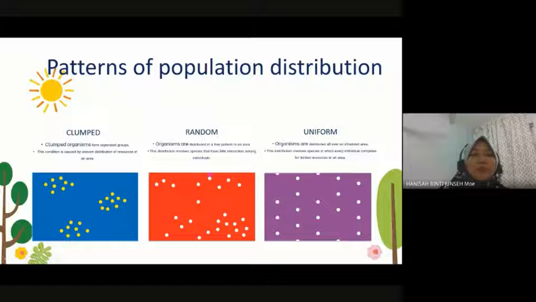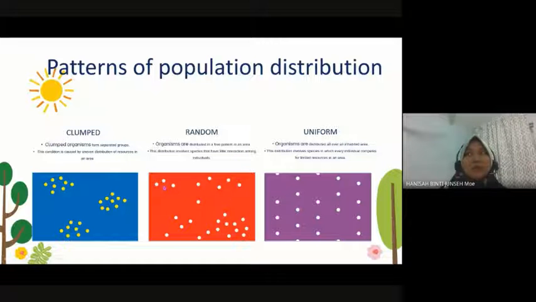Okay, random. So the second pattern for population distribution is random. Organisms are distributed in a free pattern. There is no real pattern that we can look for. They are freely distributed. This distribution involves species that have little interaction among individuals.